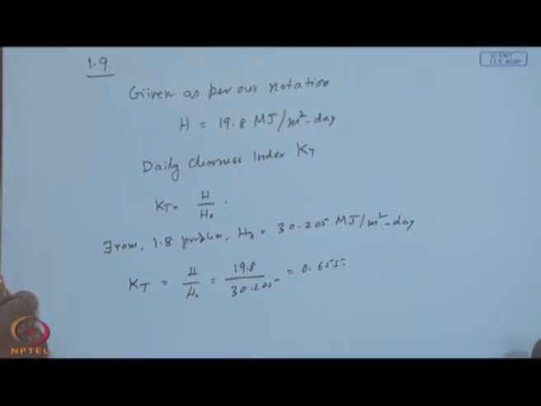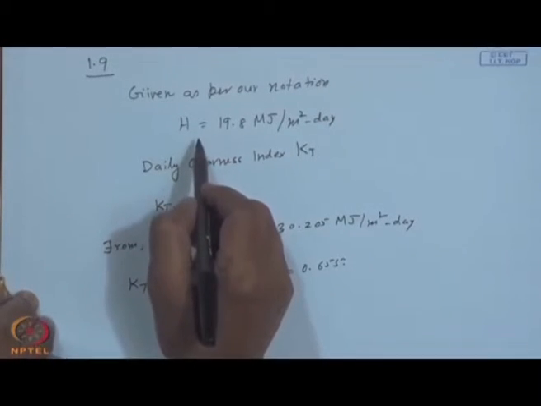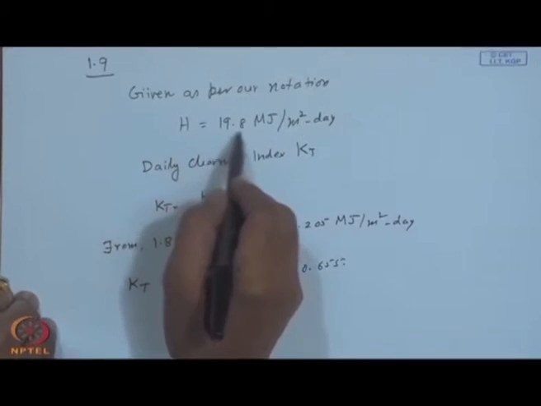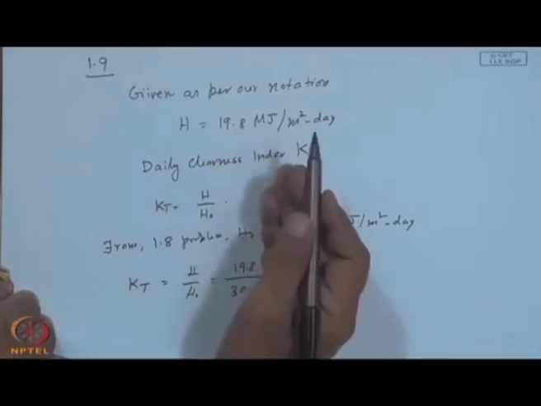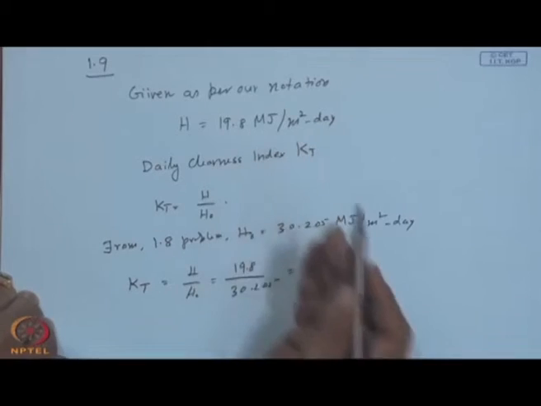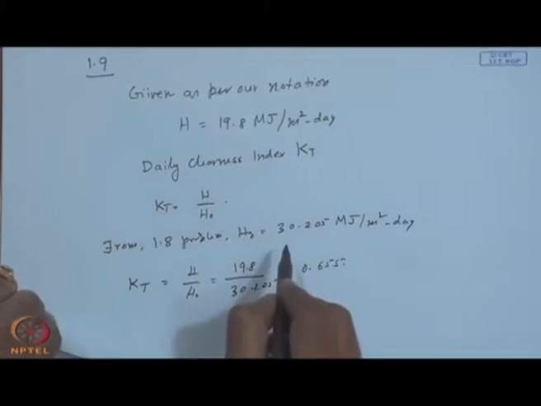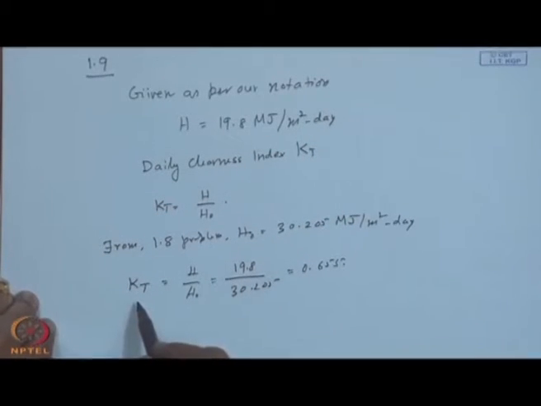your course or in reality or in the exams can be formulated in different ways. For example, without 1.8 and given that the global radiation on a horizontal surface is 19.8, what is the clearness index? The whole idea is you will have to calculate H 0 also to get the clearness index K T.